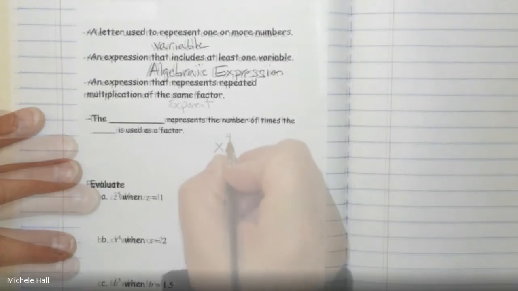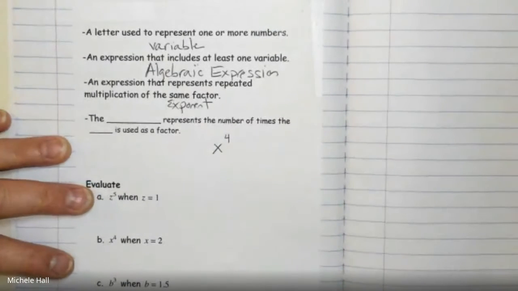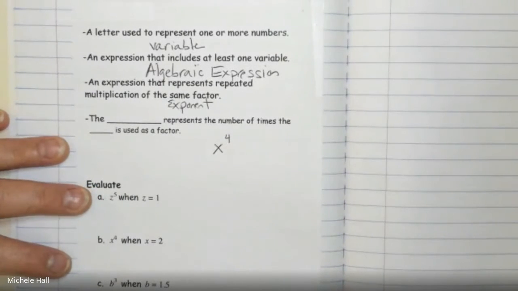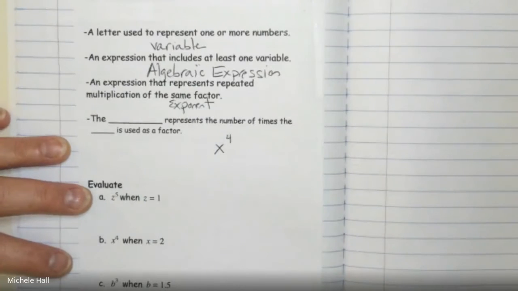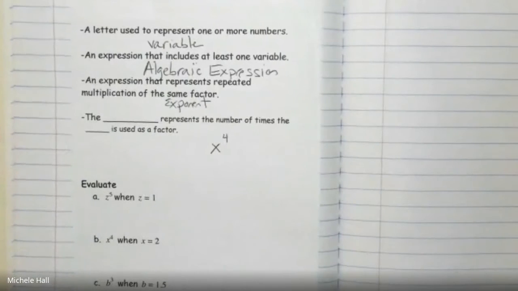It's an exponent. The blank represents the number of times the blank is used as a factor. The exponent. The number, the tiny number. I don't know what it's called. Yeah, it's called an exponent. Okay, I was right. It is an exponent.